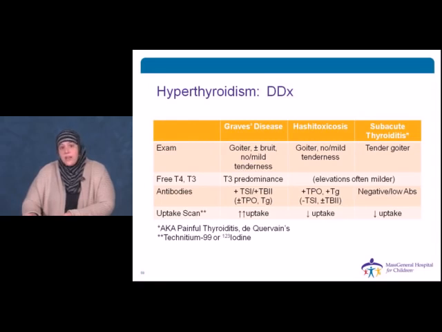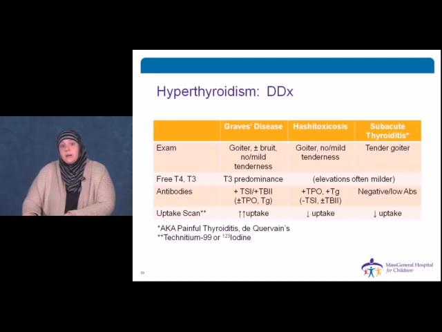In terms of the actual thyroid studies, they don't typically help much. You may have a T3 predominance in Graves' disease, but this is not enough to reliably make the diagnosis. And often in Hashimoto's or subacute thyroiditis, your elevations in T4 and T3 will be milder, but again, you can't rely on this. It's not always the case.